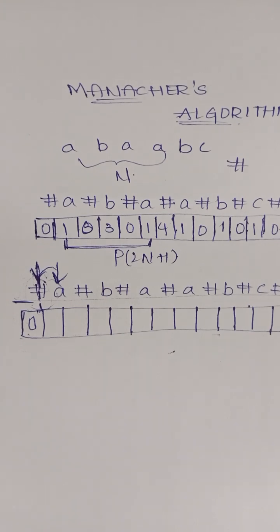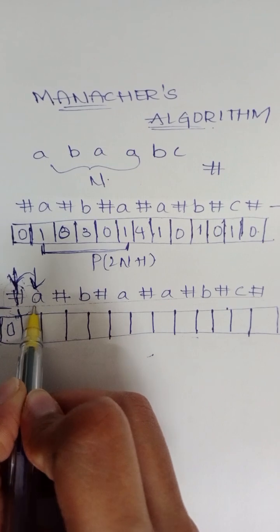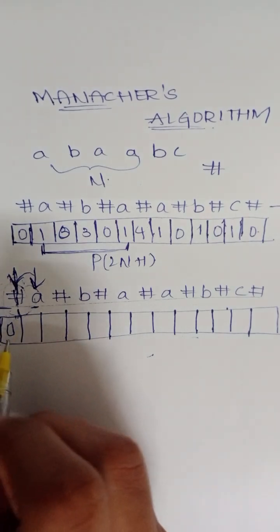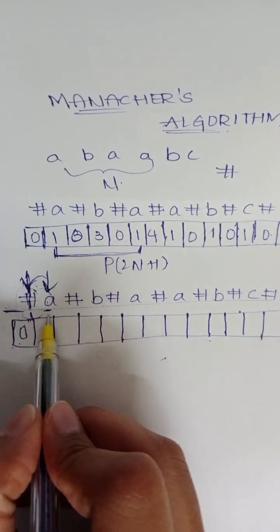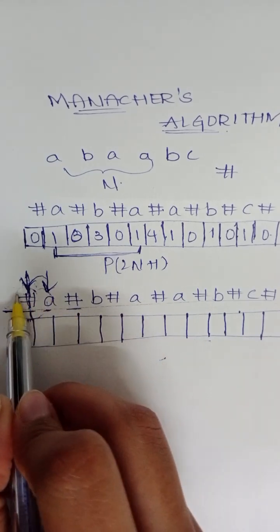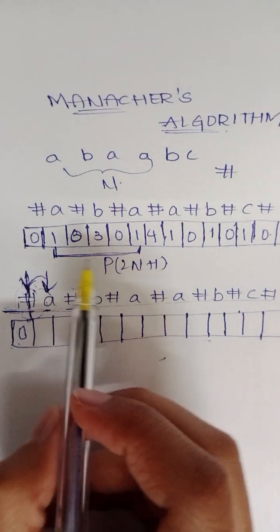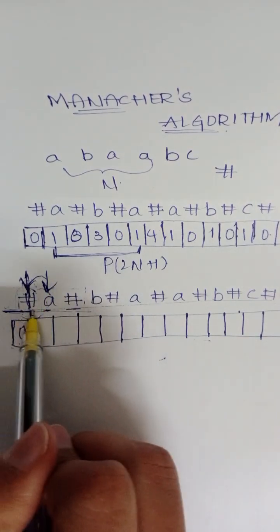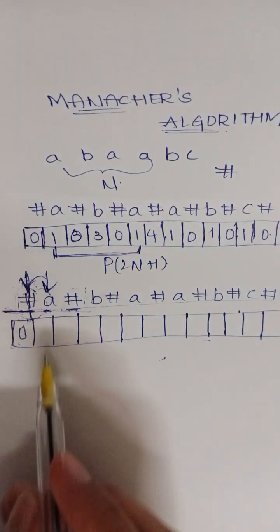On the next character, we encounter an A. Now the pointer is pointing towards A. Expanding on the left and right sides gives us the value 1, because there is a hash on the left side and a hash on the right side, which combined together form a palindrome. As there is one string on the left side and one string on the right side, the value corresponding to this position will be 1.